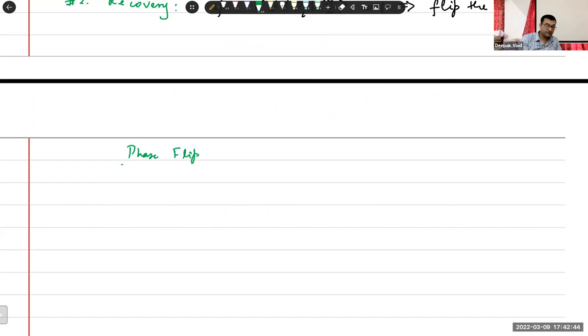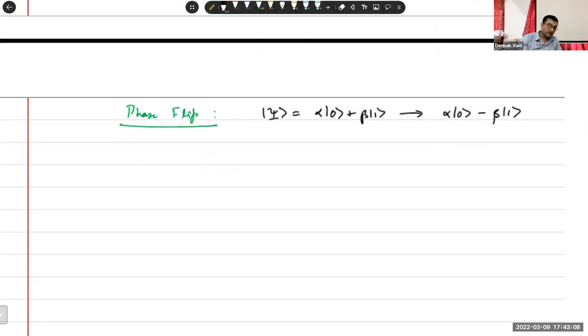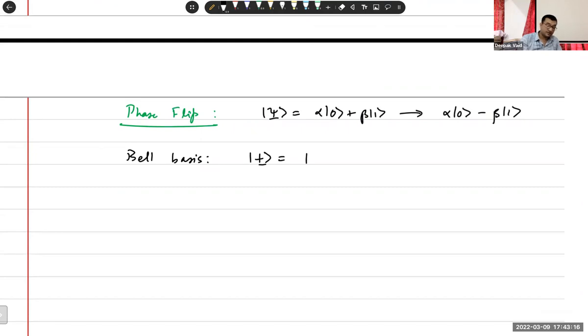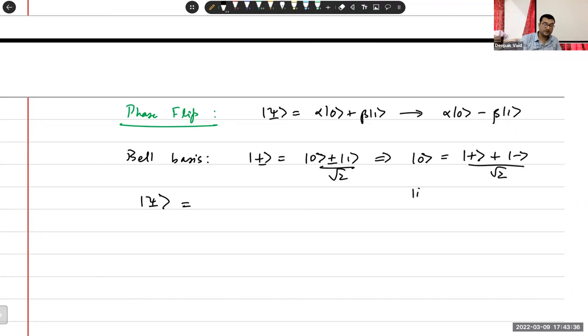What is a phase flip? As I've mentioned to you before, you have some state, alpha 0 plus beta 1. In your computational basis, a phase flip is when the relative phase between the two components flips. If you work in the Bell basis, the plus minus states are given as 0 plus minus 1 by root 2. If you invert this relationship, you can write 0 as this and 1 as this, a superposition of these two states.